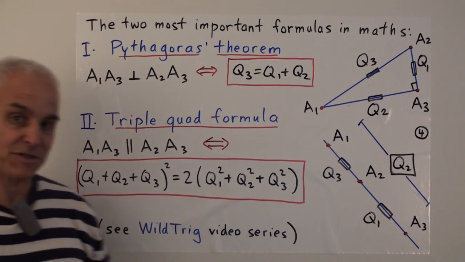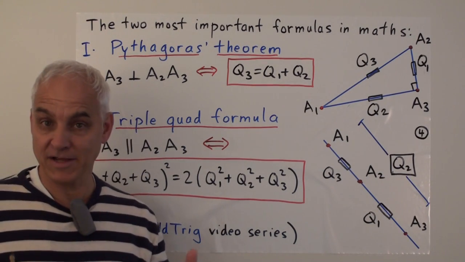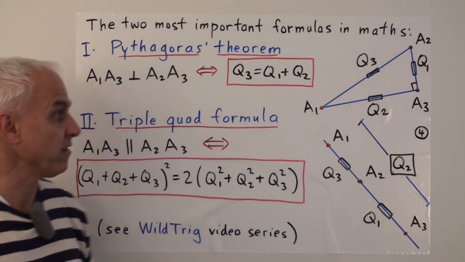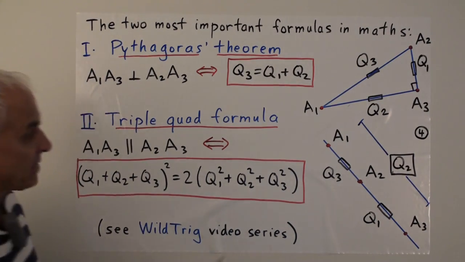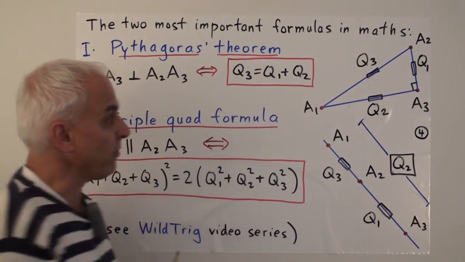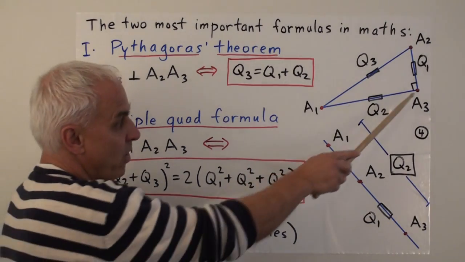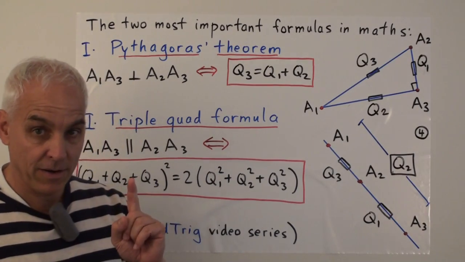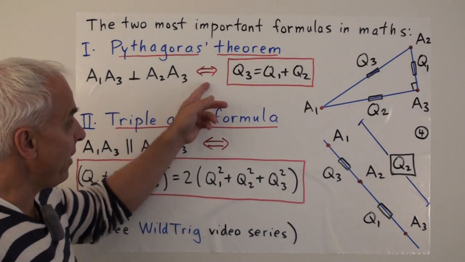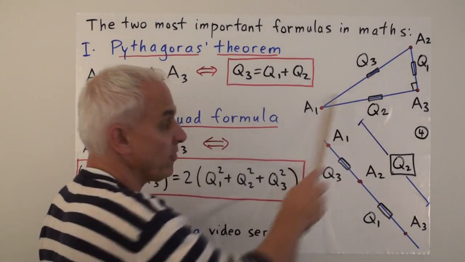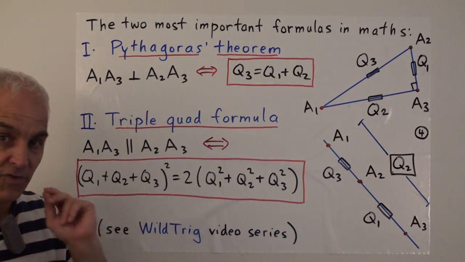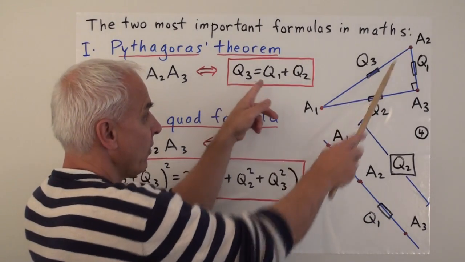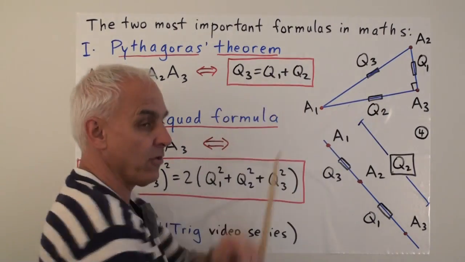The first is Pythagoras' theorem, which I hope you all recognize as being the single most fundamental theorem and formula in mathematics. It says that if you have a triangle A1, A2, A3, then the side A1A3 and the side A2A3 are perpendicular precisely when the following relation holds between the three quadrances of the sides. Precisely when Q3 equals Q1 plus Q2.